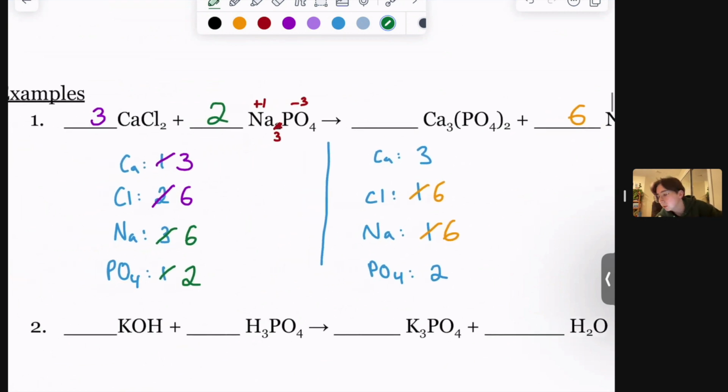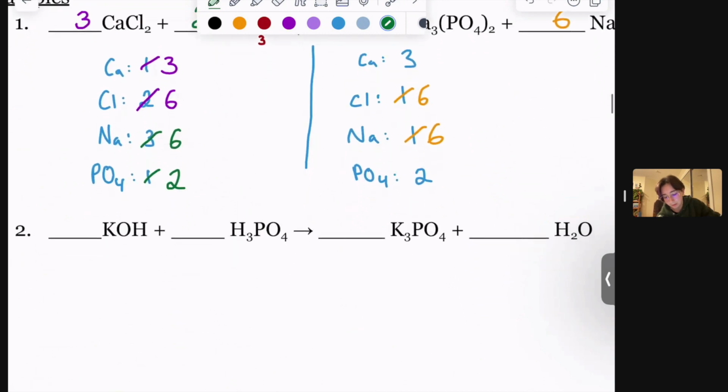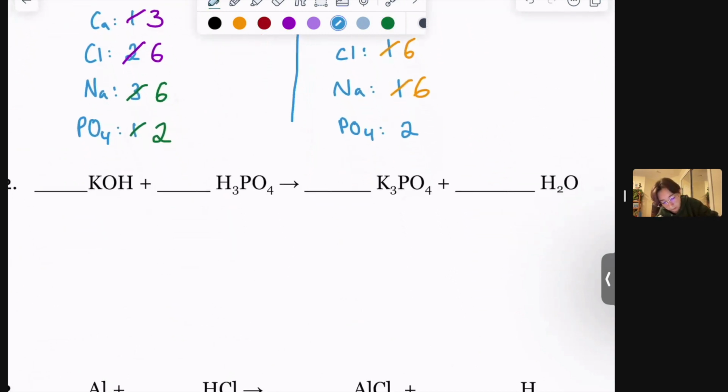Bada bing, bada boom. If they all match, and sometimes it can be tricky, I really encourage you to actually cross these out, keep track of all your numbers when you're first starting out, especially. It's so easy to get yourself confused. And if you do get confused, you probably miscounted at some point. Back it up, just start over. But that's that one. Let's try another one.